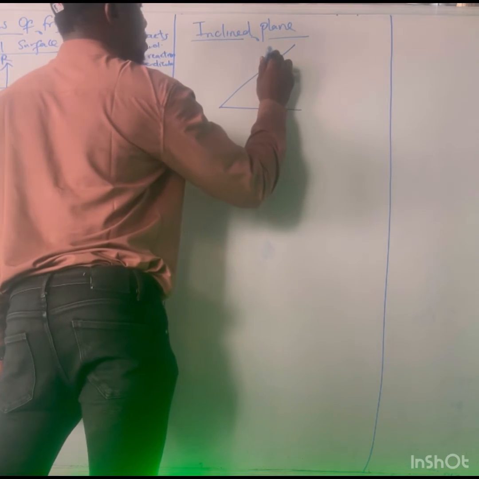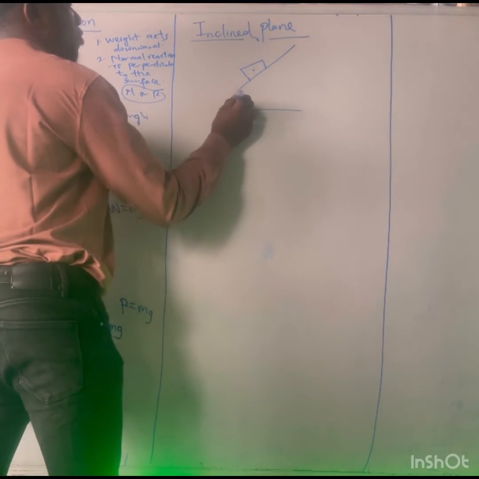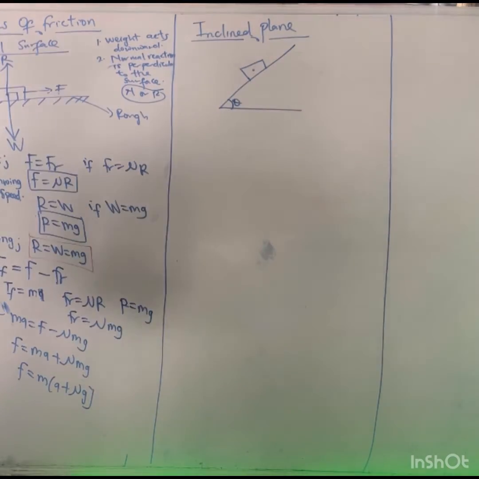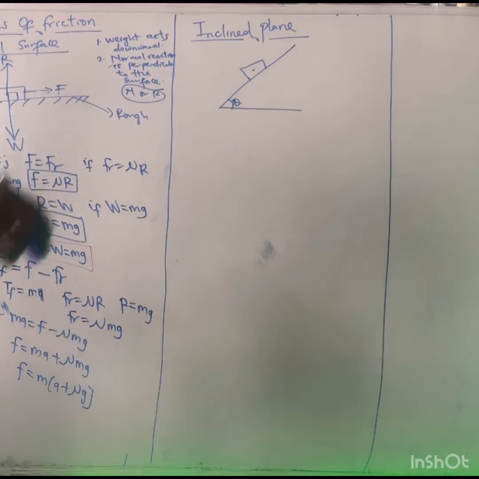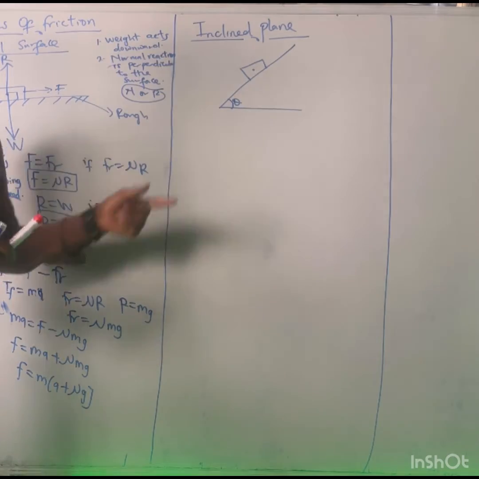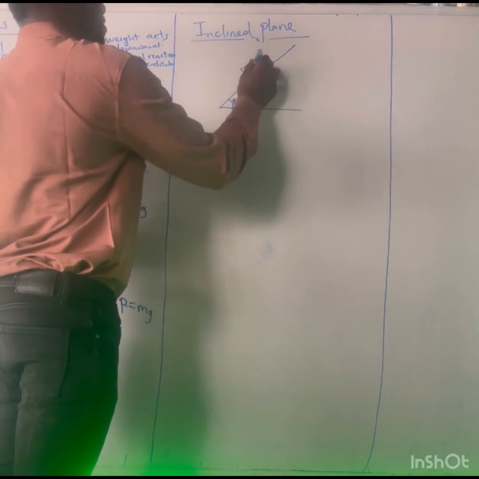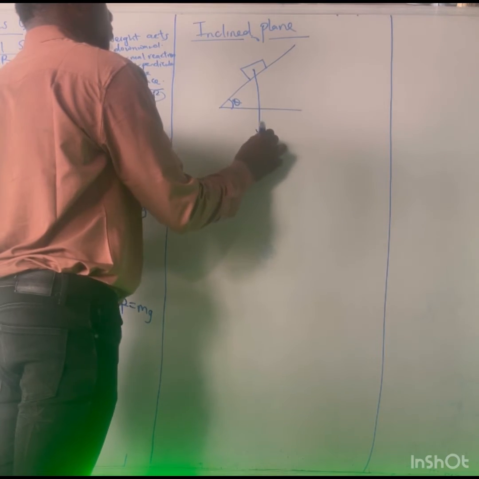This is my inclined plane where an object is placed on this surface like this. I have my angle theta here. This is my inclined plane, guys. So you have to note something. Don't forget what I told you, that the weight acts downward. The weight of the body will always act vertically downward. So the weight will still be acting vertically downward.